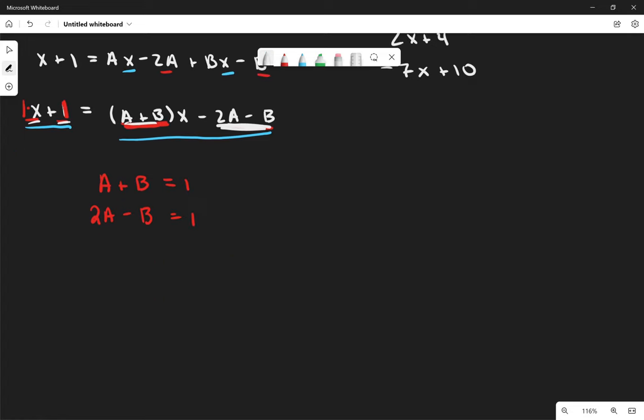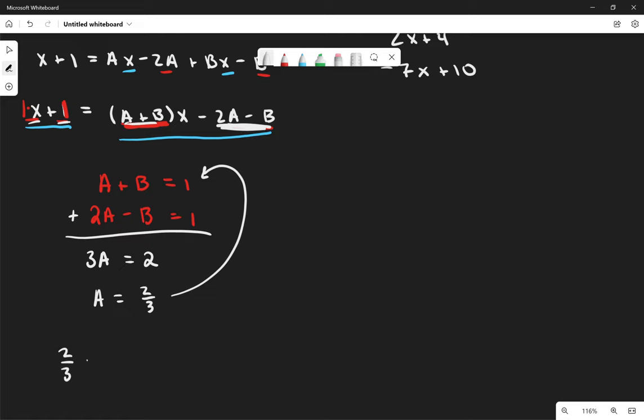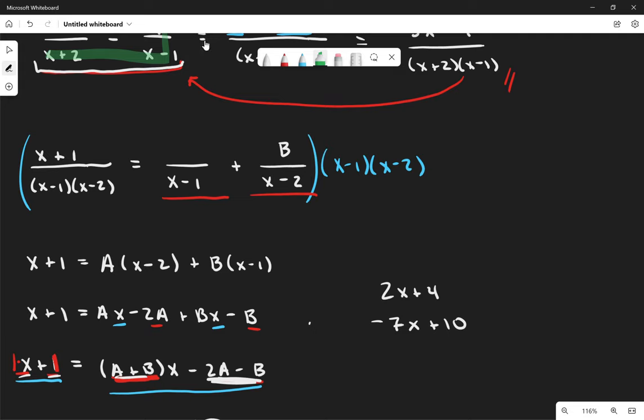And now this is just a system that I can solve from high school algebra or college algebra. What will I do? I think I'll add these equations because I see b and negative b. So I'll add them. And I'll get 3a. b minus b is 0, and I get 2. And so a is 2/3. And then I can just take this a equals 2/3, sub it back in here. And I get 2/3 plus b equals 1. So b equals 1/3. And there's my answer. So now I have my values of a and b that make this work. 2/3 and 1/3. So that's what we were trying to do.